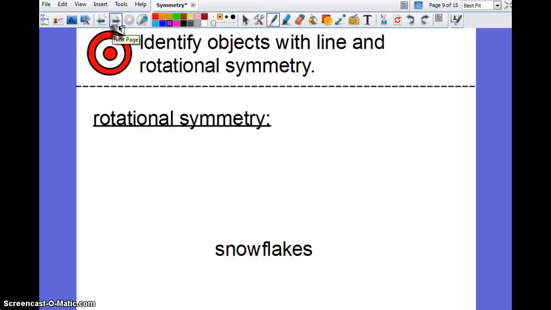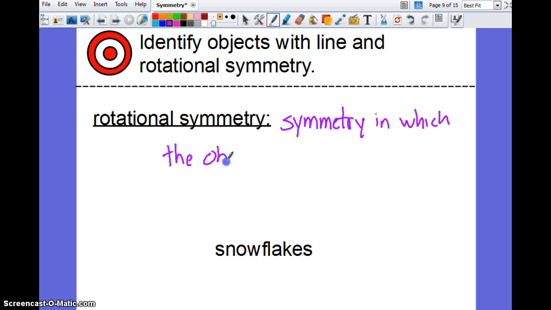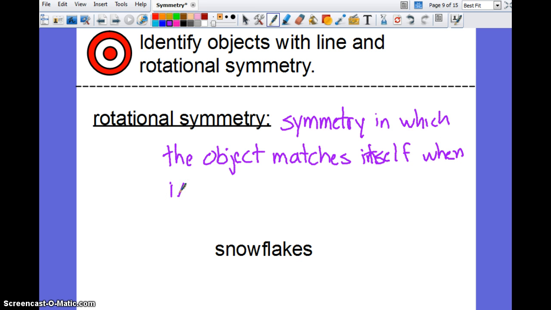Rotational symmetry is symmetry in which the object matches itself when it is rotated. This is kind of cool. If you take a figure and you rotate it around and it matches up on top of itself, that's when you start having rotational symmetry.